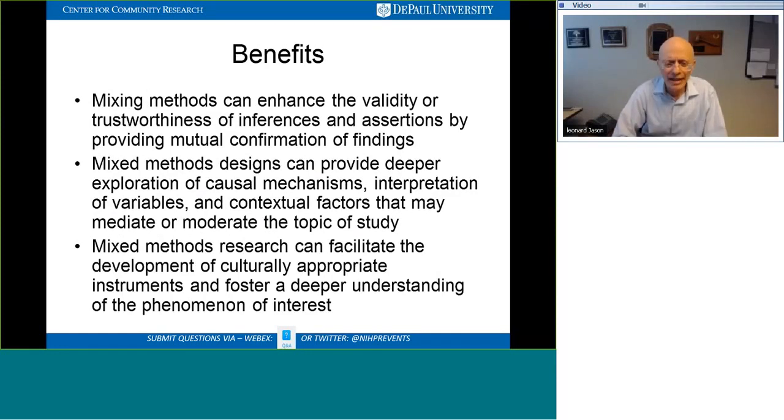But ultimately, there are many benefits of this type of work. Mixing methods can enhance the validity or trustworthiness of inferences and assertions by providing mutual confirmation of findings. This occurred both in our Oxford House studies as well as in our ME and CFS studies. Mixed methods designs can provide deeper exploration of causal mechanisms, interpretation of variables, and contextual factors that may mediate or moderate the topic of study.